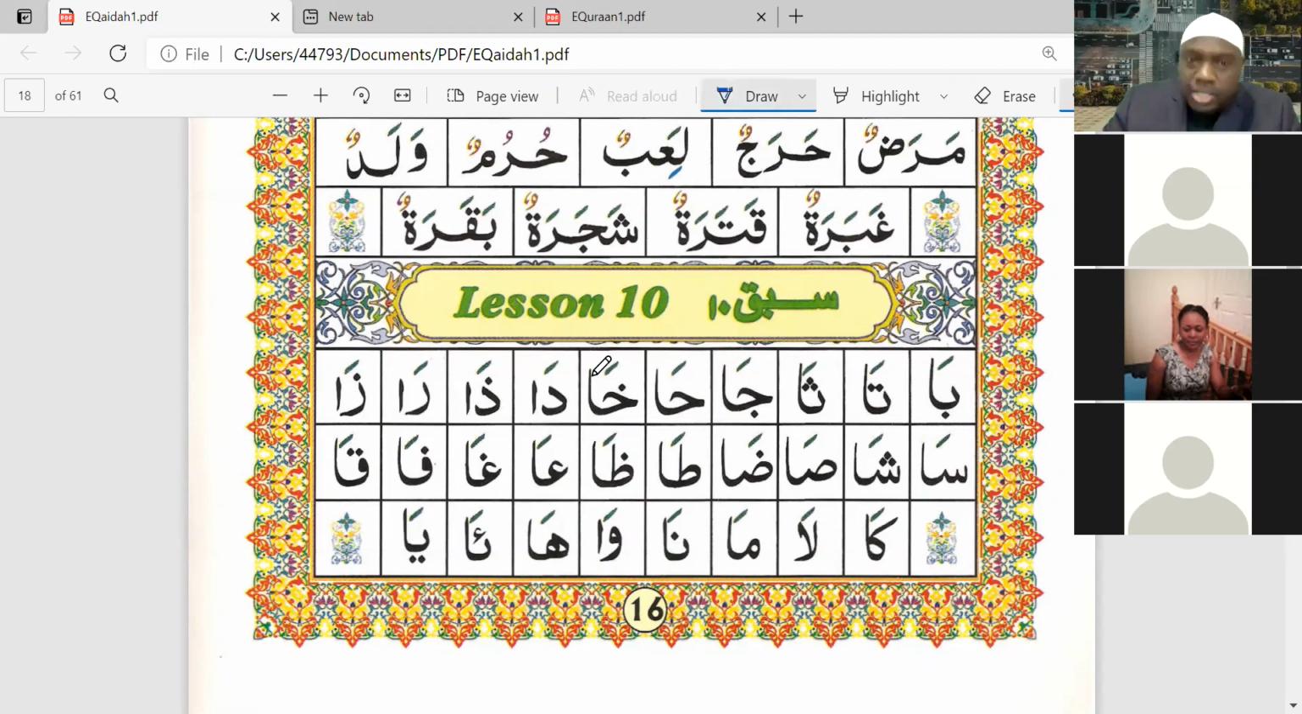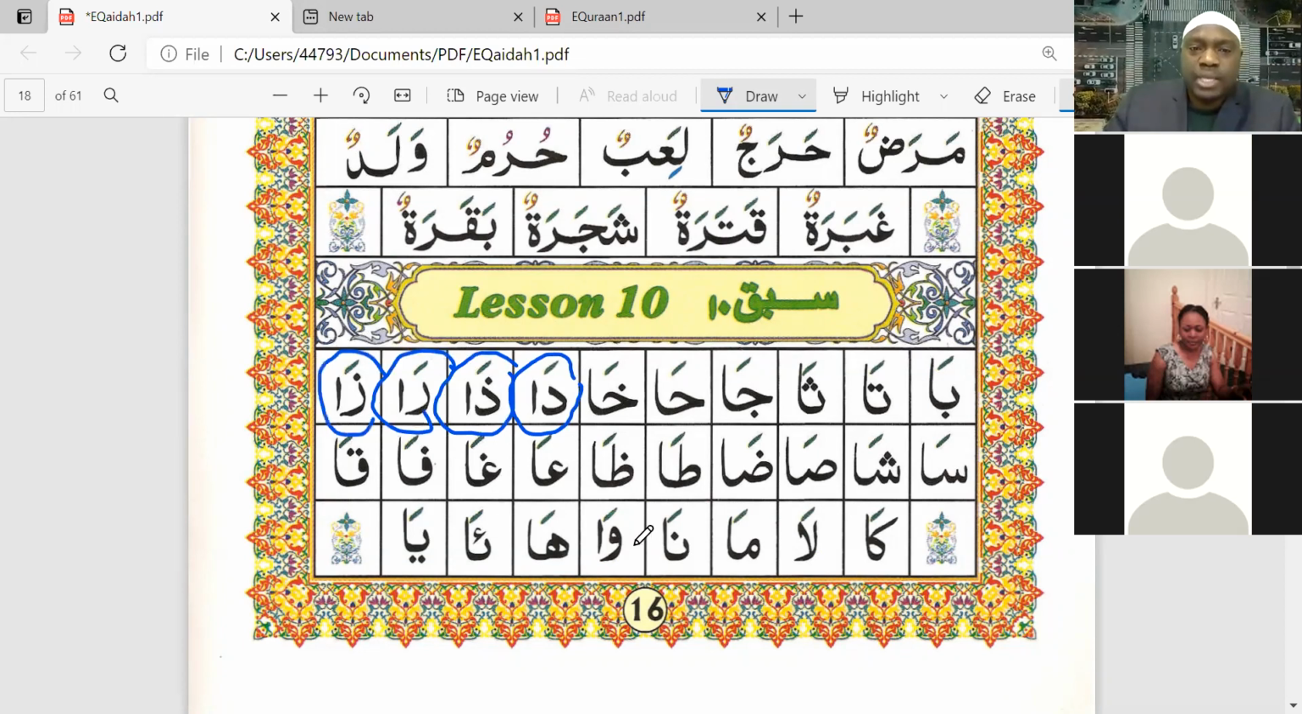you cannot have anything after them. Dal is one of them. Zal is one of them. Ra is one of them. Zain is one of them. Waw is one of them. Can you see? Yeah. So these letters, you cannot put anything after them. Also, alif. Alif is also included.